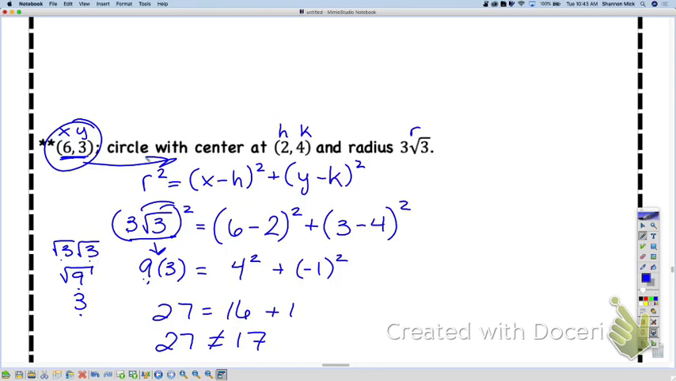I would assume the middle one is. Do we have to write it out like the last one? Yes. So (6, 3) is not on the circle. This one doesn't give us a center, like it doesn't name the center, so it's weird to do that.